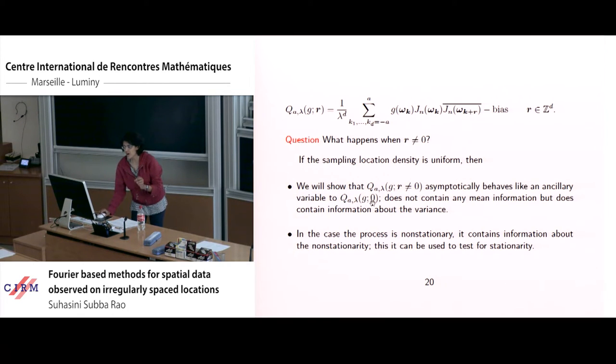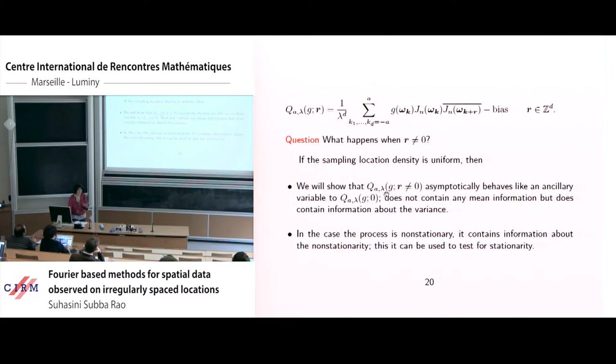This quantity, when R is equal to zero, contains information about the parameter of interest. Whereas when R is not equal to zero, it doesn't contain any information about the parameter of interest, but does contain information about this variance. It has the same variance as when R is equal to zero. So in some sense, you can use it for variance estimation, and that's what I do towards the end of this talk. That's, for me, what makes it interesting.